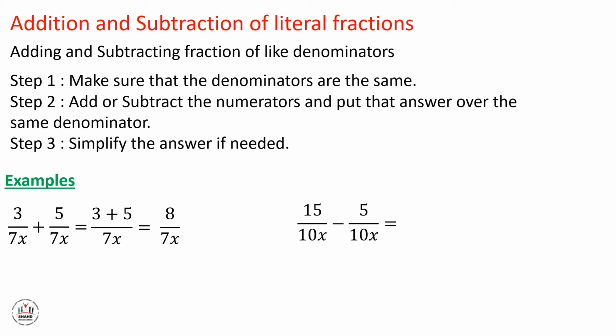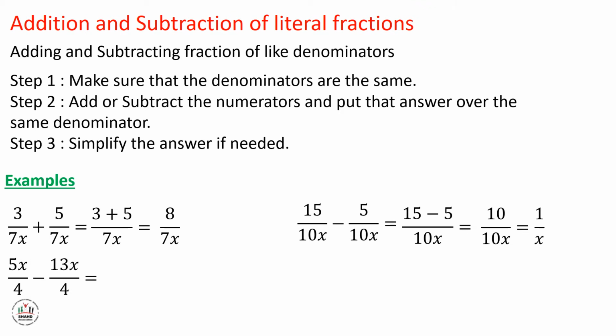15 over 10x minus 5 over 10x. Again, both fractions have the same denominator. So we can write 10x, then we can subtract 5 from 15. And the answer is equal to 10 over 10x. So here we can simplify the fraction. 10 goes with 10 to give us 1 in the numerator and x in the denominator. Of course, it's equal to 1 over x because x is present in the denominator.